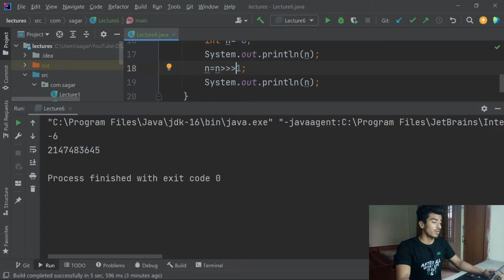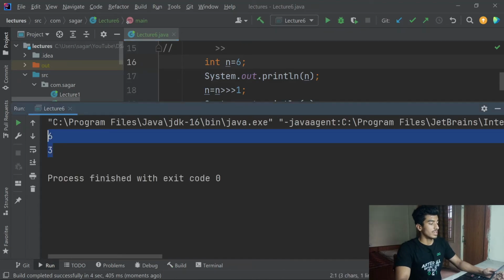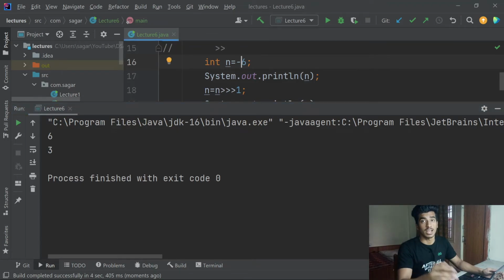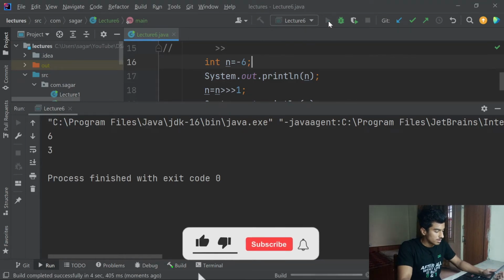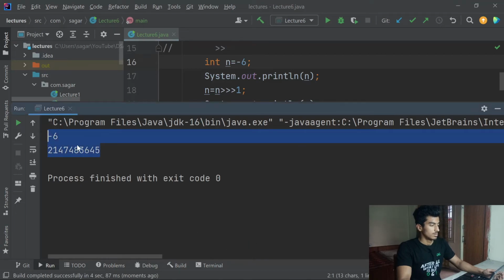So this operator works the same for positive numbers. As you can see here, plus 6 will now become 3. But when we are using this with negative numbers, it will also shift the last bit, so the outcome will totally change. You can see there.